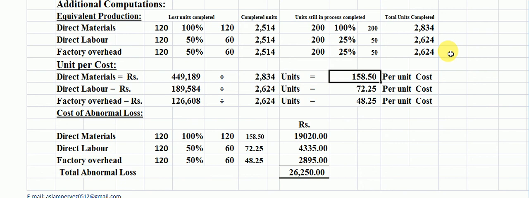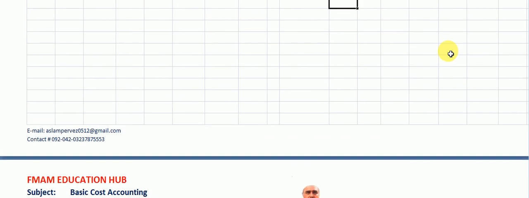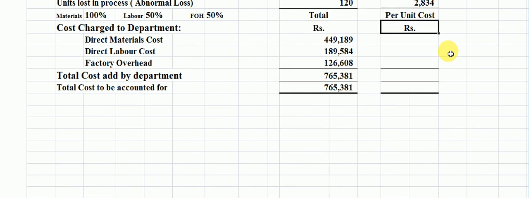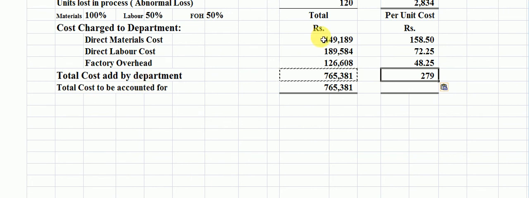Now we will move to the second section to put the per unit cost in here. K49, this is the per unit cost against material. K50, this is the per unit cost against labor. K51, this is the per unit cost against factory overhead. Now we will add these three values here. This is the total per unit cost against first department manufacturing units.